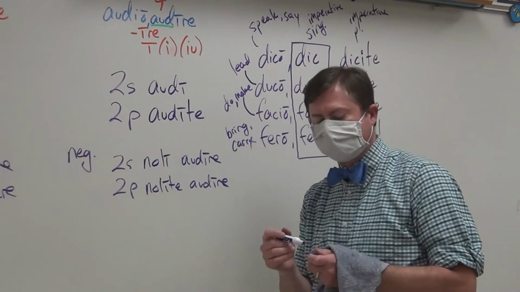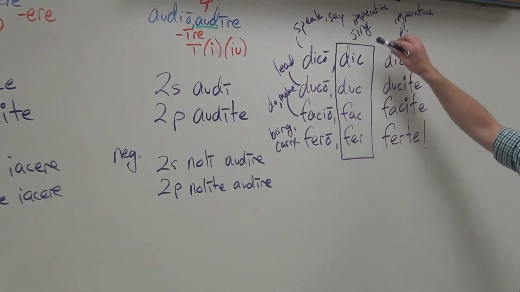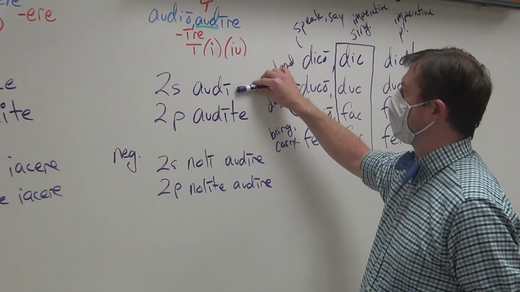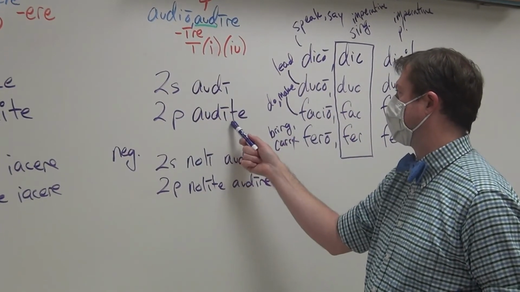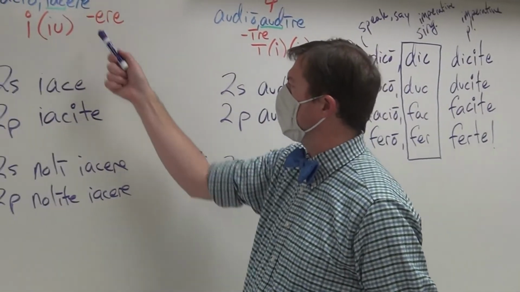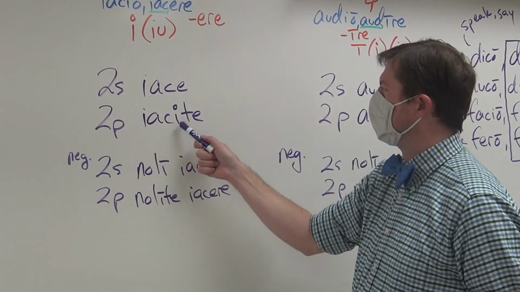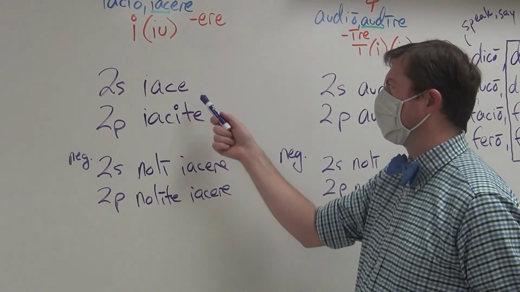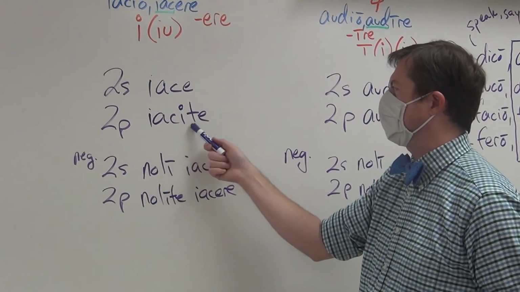So again, to review, how do I make the singular imperative without the exceptions? Take the infinitive, drop the RE. And for the plural, present stem, present vowel, and then TE. Lots of people want to just put a TE on the end of that, but it's not iacete, it's iacite.